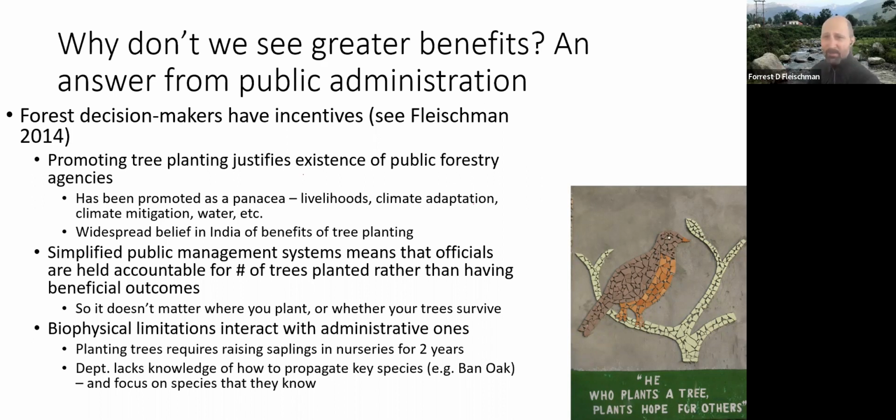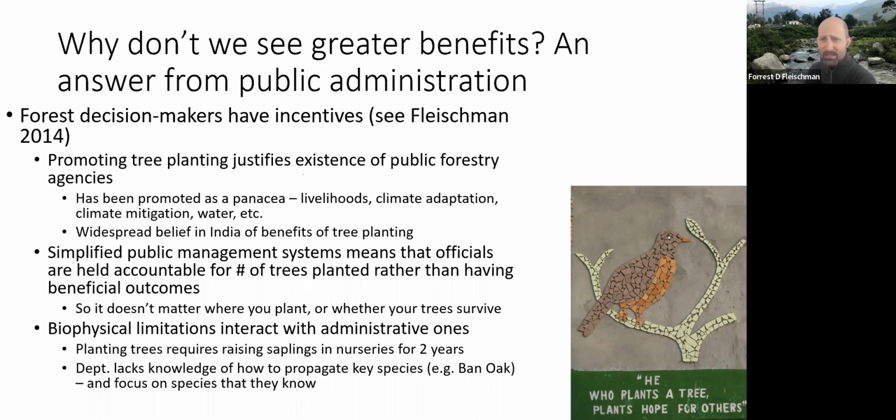We're helping people adapt to climate. We're storing carbon. We're improving water provision. And this belief is widespread in India, not just among government officials, but I interviewed politicians and local people, and they would all have this discourse about the benefits of tree planting. So planting trees is a way that it looks like you're doing something good. It's also been a way to attract international donor funding, not just domestic funding.